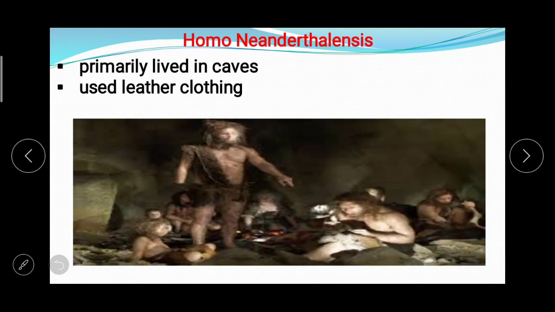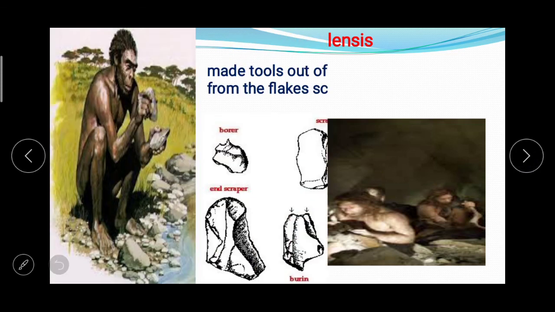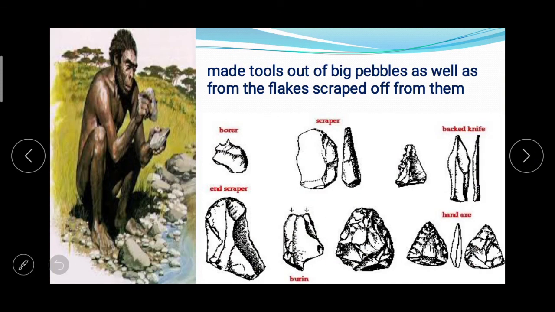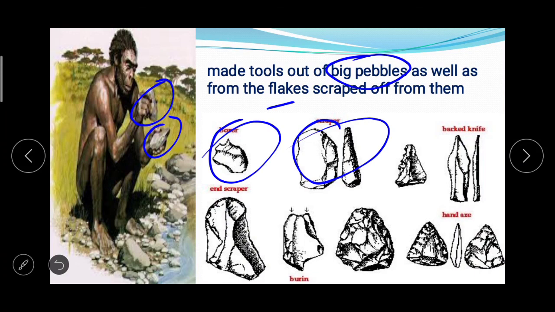Homo neanderthals primarily lived in caves and used leather as clothing. They made tools out of big pebbles as well as from flakes scraped from them. Here in the image, as you can see, made tools out of big pebbles as well as from the flakes scraped off from them. So these are the images of the tools made by Homo neanderthal.